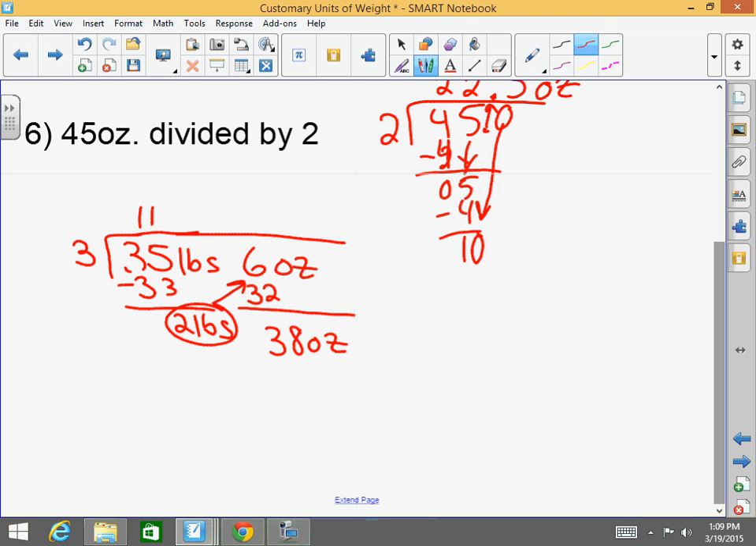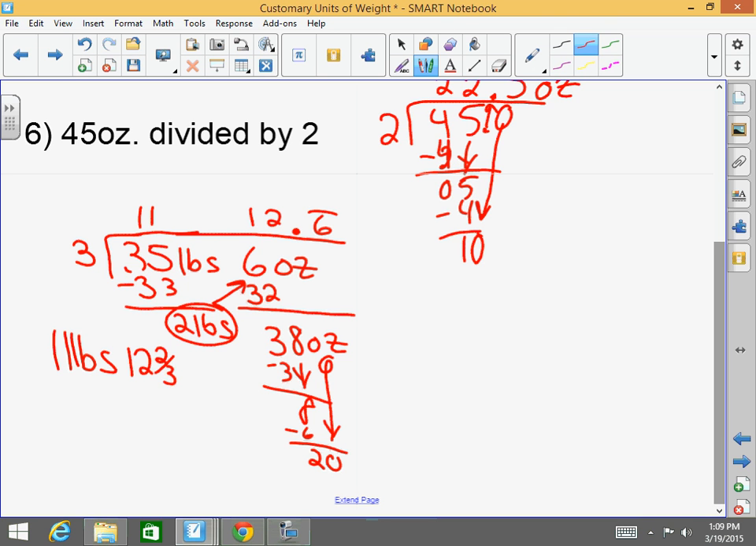Now, 3 goes into 3 one time. Drop down the 8. 3 goes into 8 2 times, 6. And then I have 2 left over. So I have to have a decimal. Drop a 0. And that's going to be 6 repeating. So this would be 11 pounds and 12 and 2/3 ounces. Because 0.6 repeating, hopefully you remember, is 2/3.